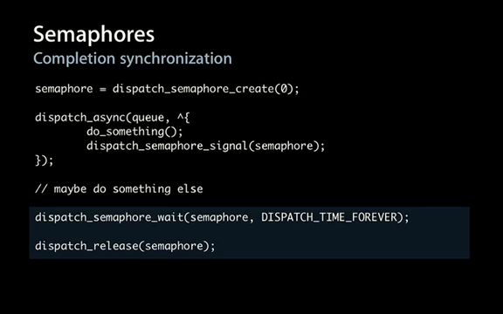If, on the other hand, the calling thread does reach this wait first, then it will trap into the kernel because it needs to put the thread to sleep as a hint to the scheduler. We don't want to do any busy waiting here. And then that thread will get woken up when signal is called in the background. And once we've waited on the semaphore, we can release it by calling dispatch release and indicate that we no longer need this resource.